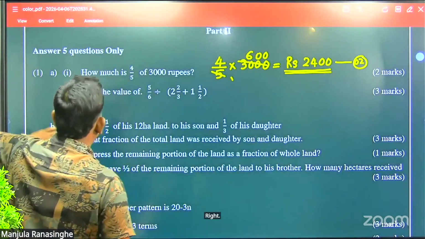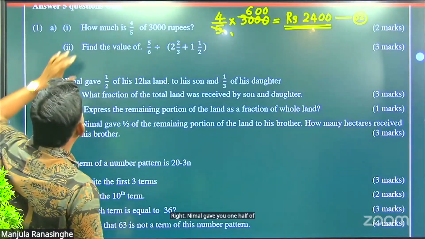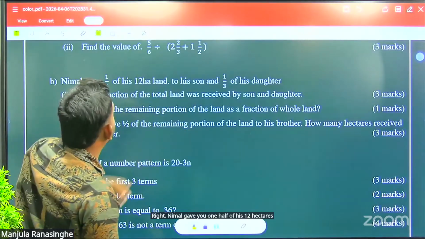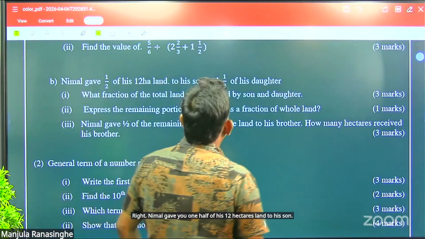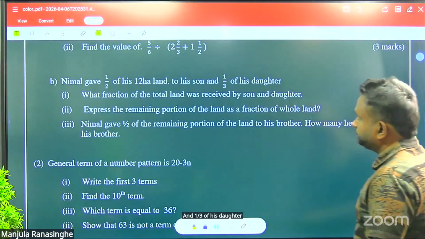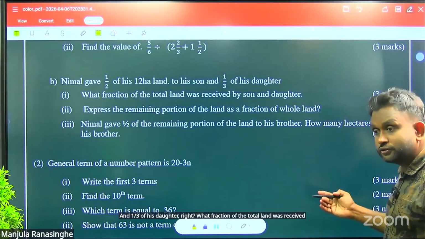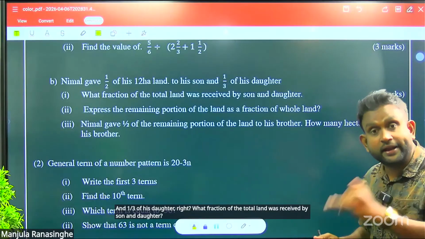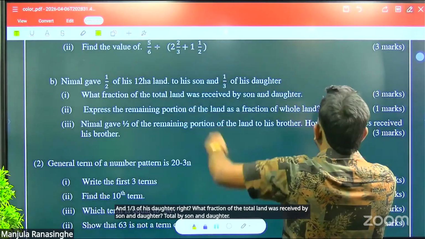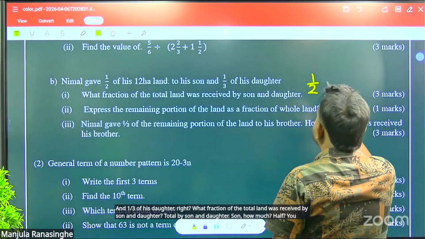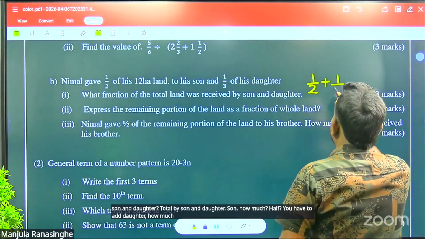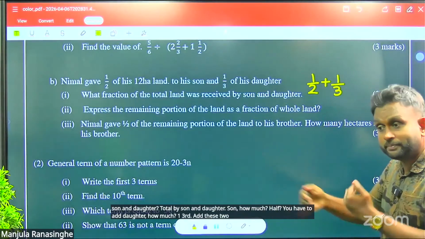Nimal gave 1/2 of his 12 hectares of land to his son and 1/3 to his daughter. What fraction of the total land was received by the son and daughter? Total by son and daughter. Son how much? Half. You have to add, daughter how much? 1/3. Add these two fractions, both the persons are given.